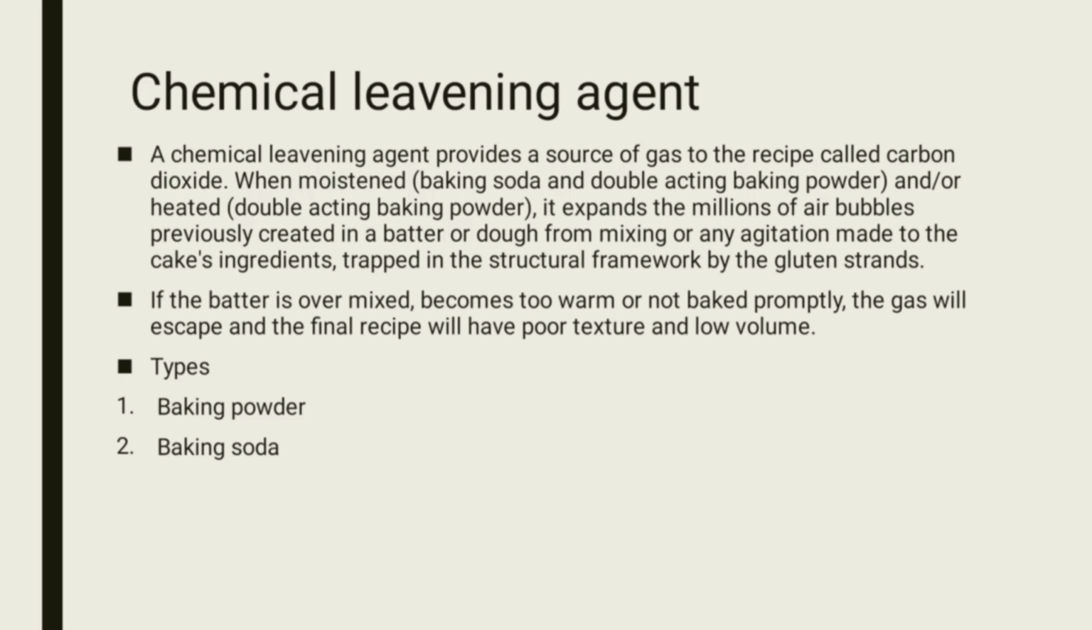If the batter is overmixed, becomes too warm, or is not baked promptly, the gas will escape and the final recipe will have poor texture and low volume. Chemical leavening agents are of two types. One is baking powder and another one is baking soda.